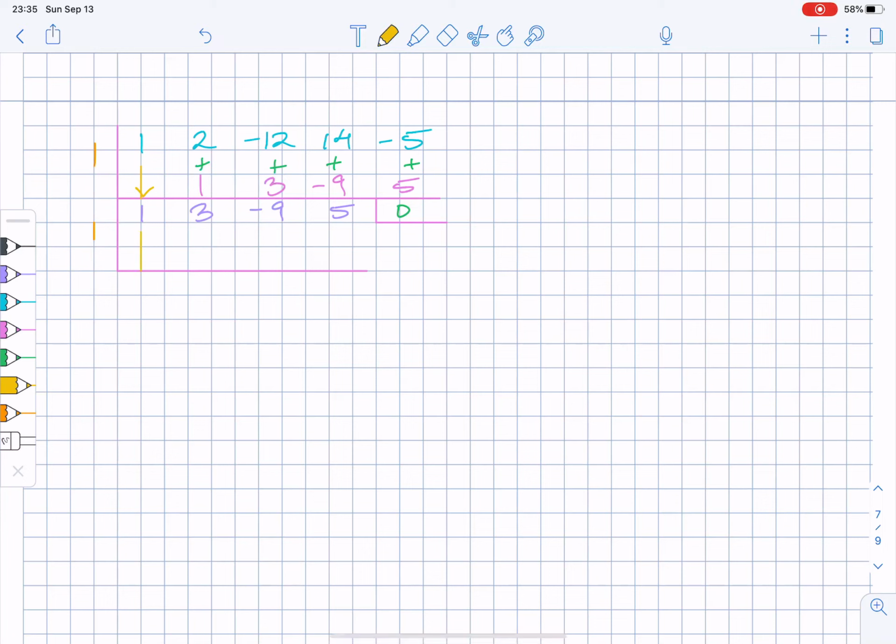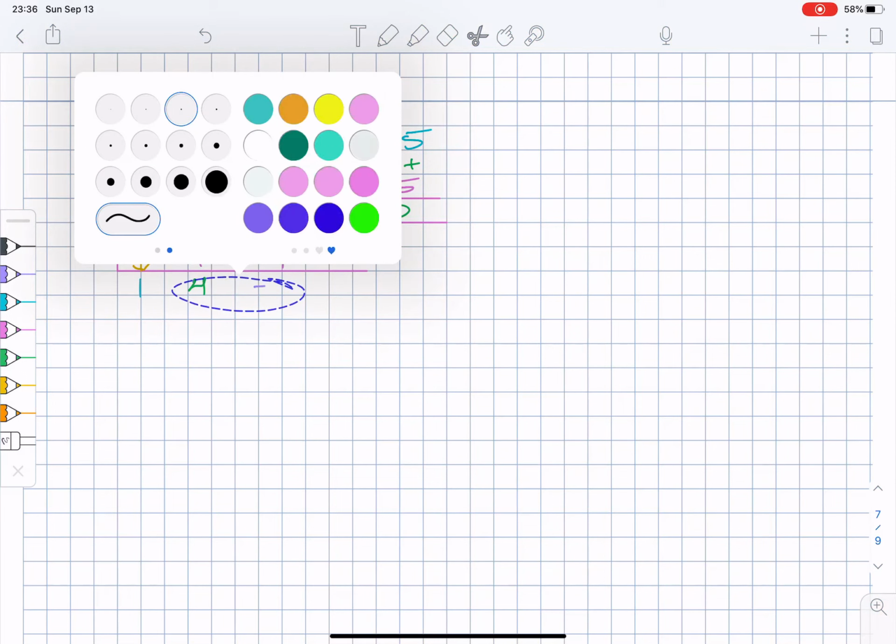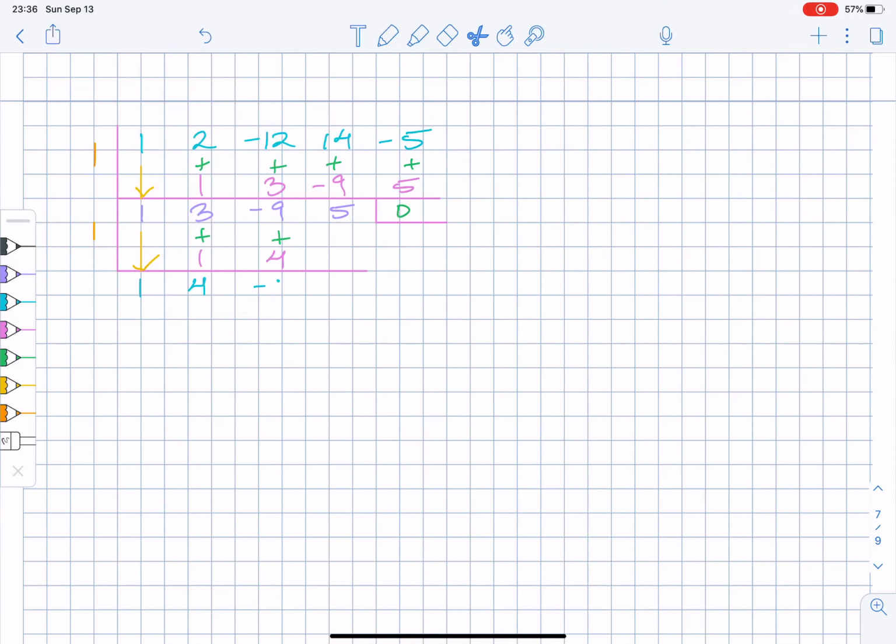Drop down the 1. 1 times 1 is 1, plus 3 is 4, times 1 is 4. Minus 9 is negative 5. Oh wow, I keep on doing the wrong color here. It should all be blue. Okay, blue. Negative 5 times 1 is going to be negative 5. So my remainder is 0.